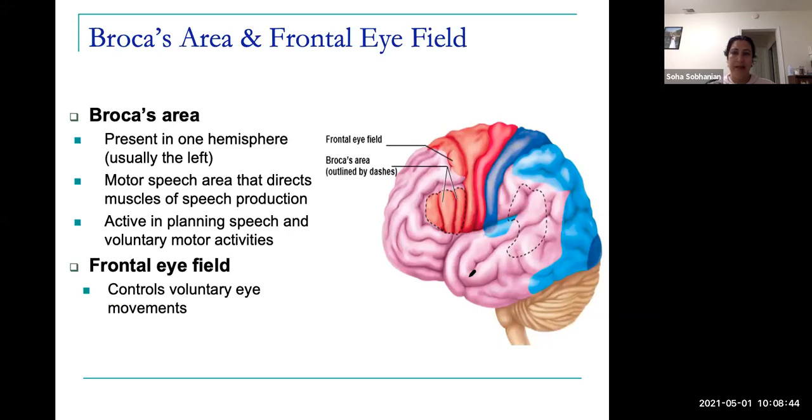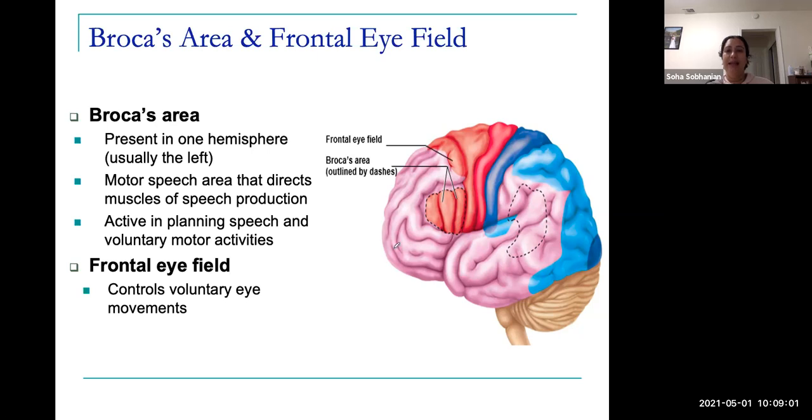Okay. I hope this is making sense to you guys. Hopefully all of you are following this. I know it's a lot of information, but it is logical. It's not like there is no connection. Each part of the brain has its own function.